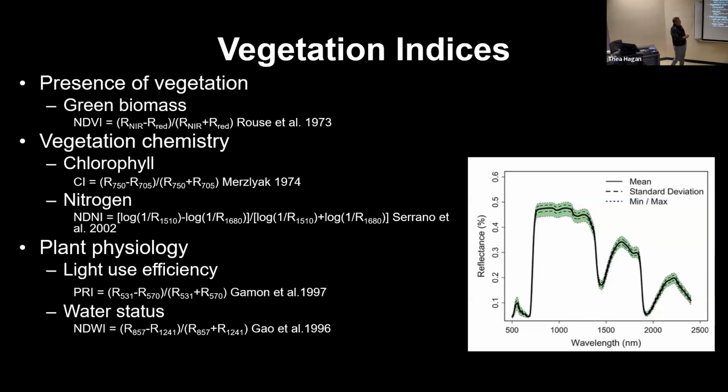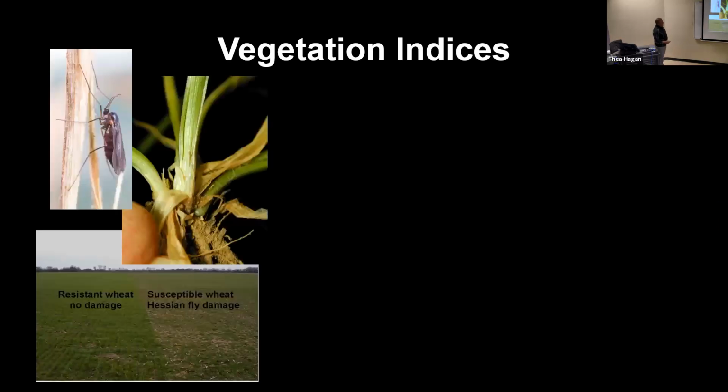But here are some examples: green biomass, the normalized difference vegetation index. You can get an estimate of chlorophyll and nitrogen, light use efficiency, and plant physiological water status. All of these have been developed for over 50 years. People have been developing these types of measurements. NDVI is a commonly used one to try and understand plant health, but I'll give you an example.